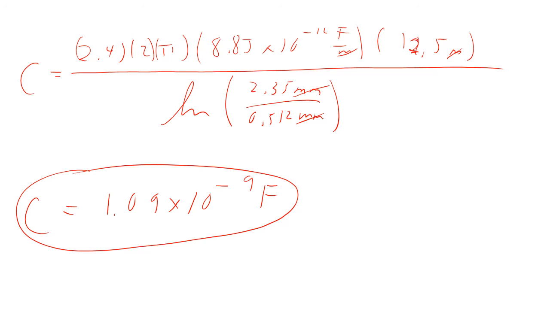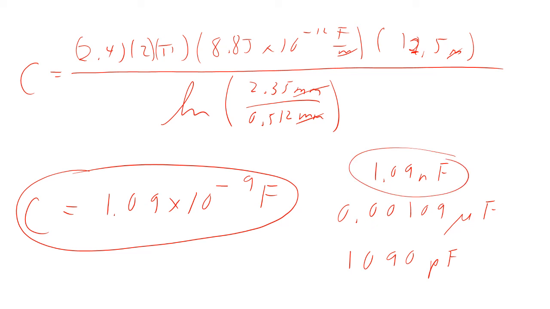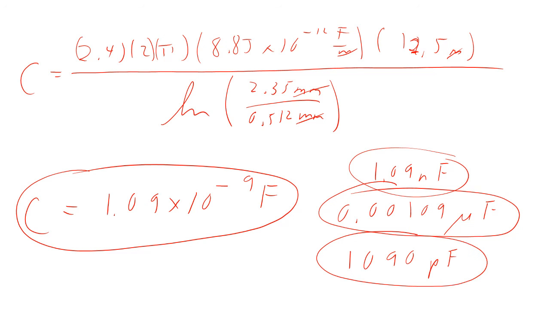Okay, and so you can write that several ways. You could leave it like that if you want. You know, that's going to be 1.09 nanofarads, except normally we don't use nanofarads. So that could also be written as 0.00109 microfarads, or it could be 1,090 picofarads. Okay. Any of those four ways of writing it is equally correct, and I would take any of those.